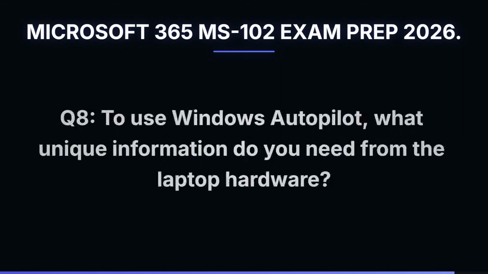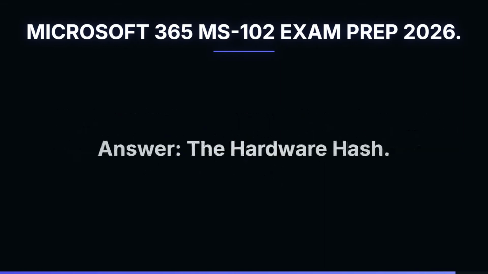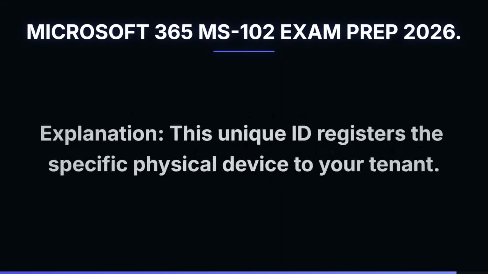Q8. To use Windows Autopilot, what unique information do you need from the laptop hardware? Answer: the hardware hash. Explanation: this unique ID registers the specific physical device to your tenant.